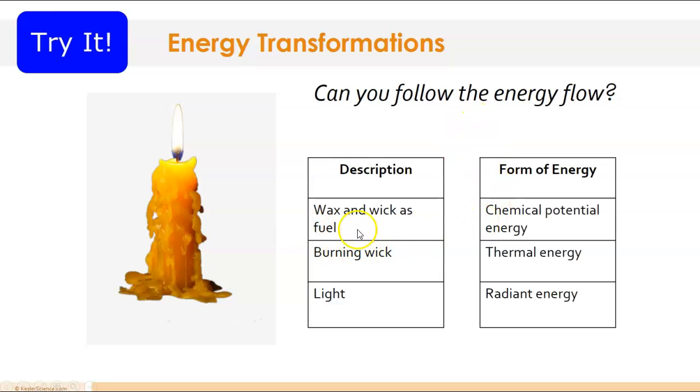So here are your answers. The wax and the wick as fuel is stored chemical potential energy. The burning wick is thermal energy, and light is radiant energy. I hope you got those three correct.